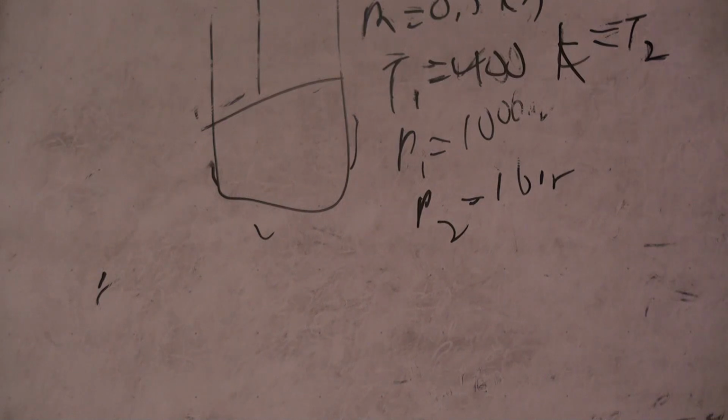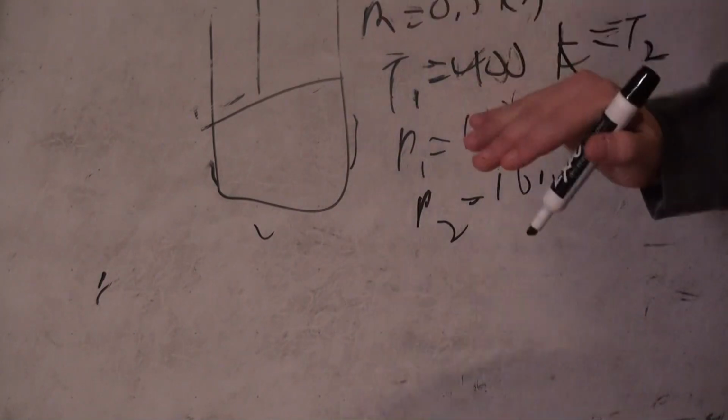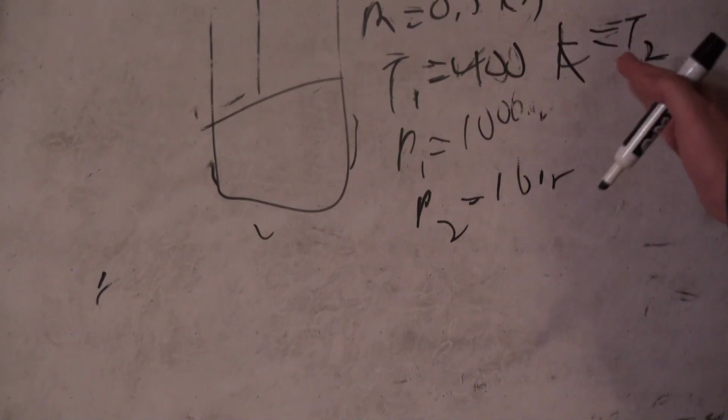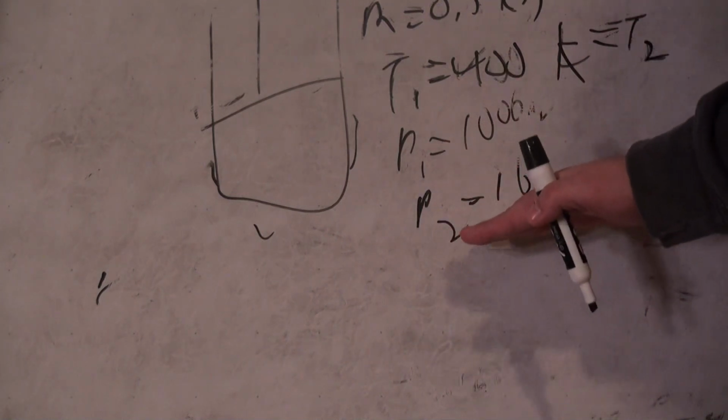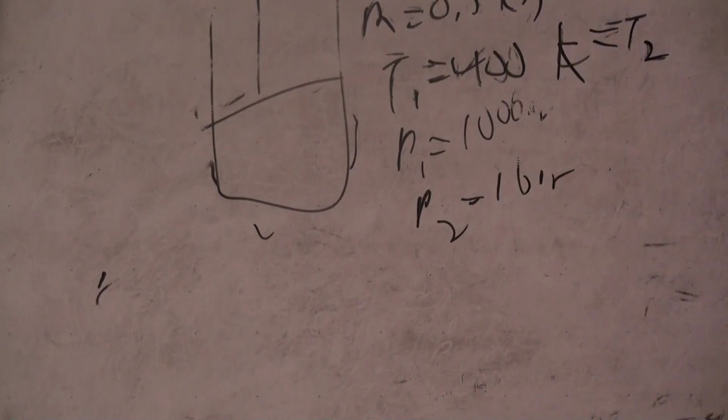So basically what we have is a piston cylinder. It's got half a kilogram of steam. It's isothermal, so it stays at 400 degrees. It goes from 100 bar to 1 bar. And what we're trying to find is the maximum work possible. Did I get that right? Yeah, the maximum possible work and the entropy change of the surroundings.